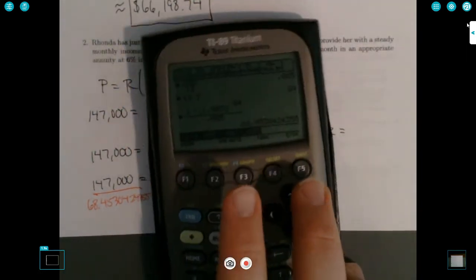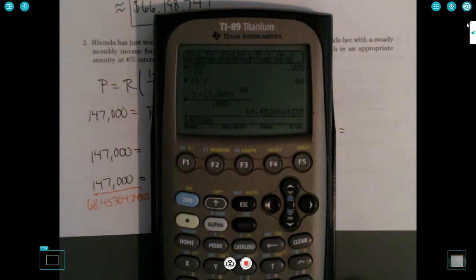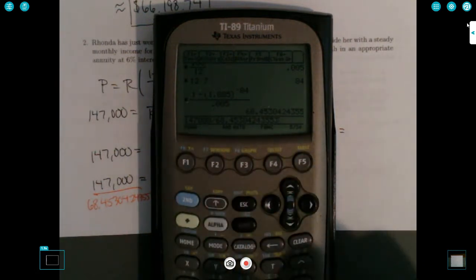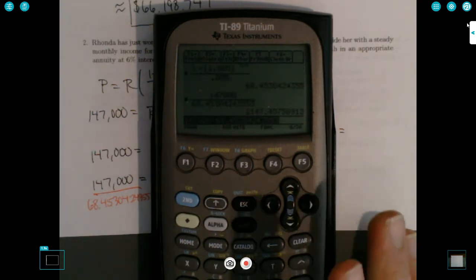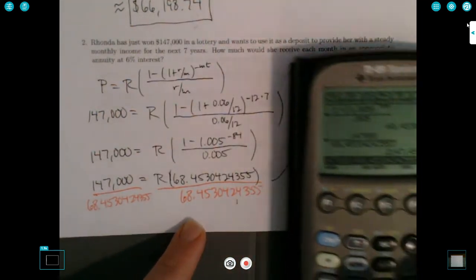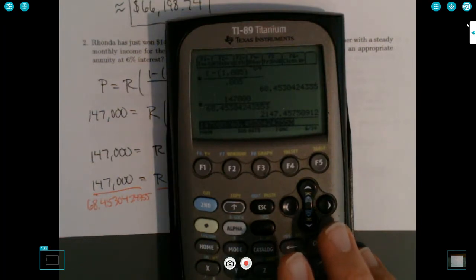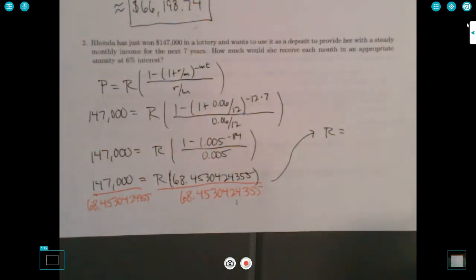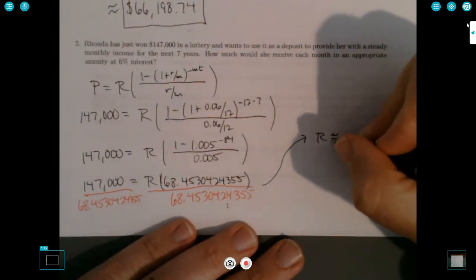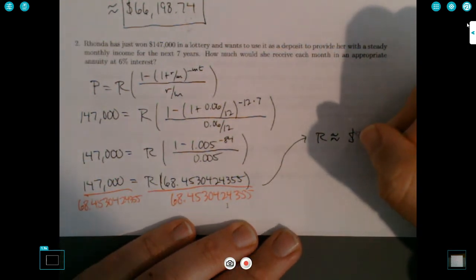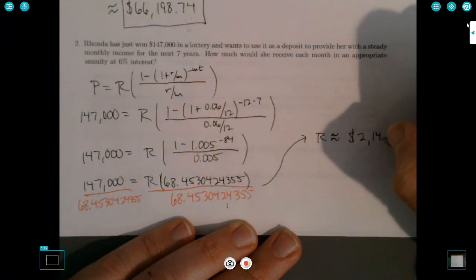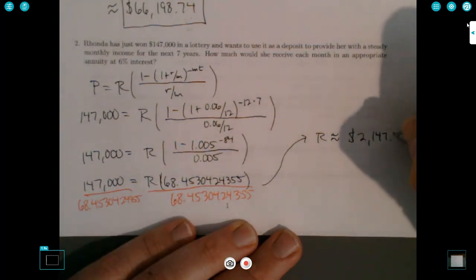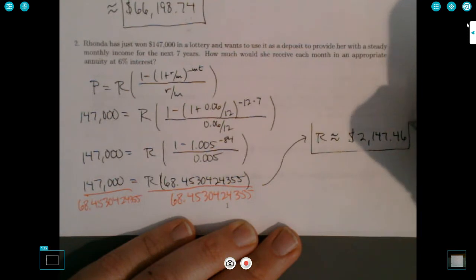And so here on my calculator, I'm just going to say 147,000 divided by that. On a lot of your calculators, you'll have a little answer button. You can say 147,000 divided by answer, and then hit equals. If not, just punch the numbers back in, I guess. But you should get in the neighborhood of $2,147.46. So R is approximately $2,147.46. So that's going to be her monthly income.